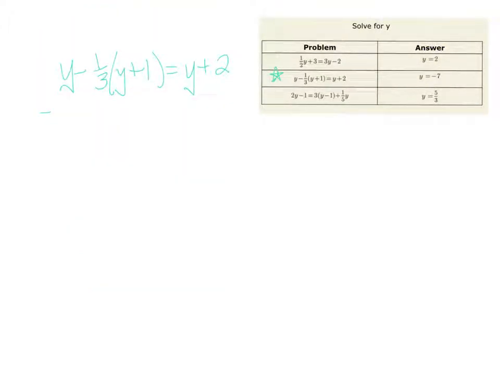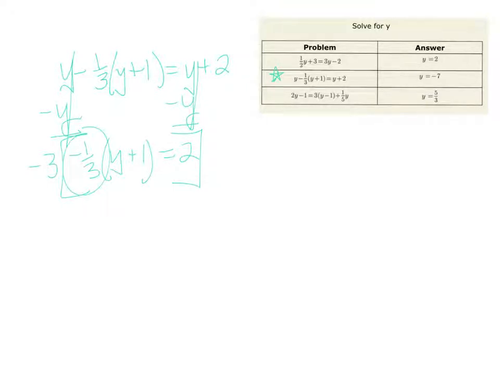I'm going to begin this problem by subtracting y from both sides, leaving me a negative 1/3 times the quantity of y plus 1 equals just 2. With this, I'm now going to multiply this entire equation by a negative 3. So, in doing so, this constant will become 1 times y plus 1, and then I have to multiply this side, and that equals a negative 6.